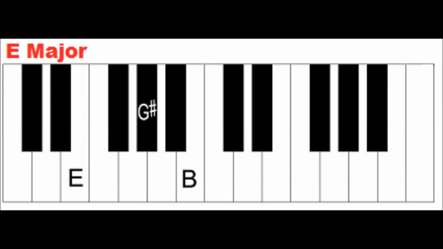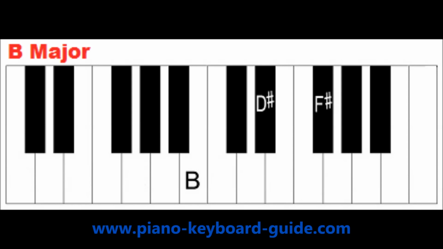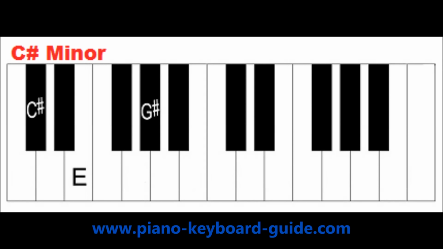Notes of the E chord, as we said earlier, are E, G sharp, B. Notes of the A chord, as we saw earlier, are A, C sharp, E. Notes of the B chord are B, D sharp, F sharp. And the notes of the C sharp minor chord are C sharp, E, G sharp.